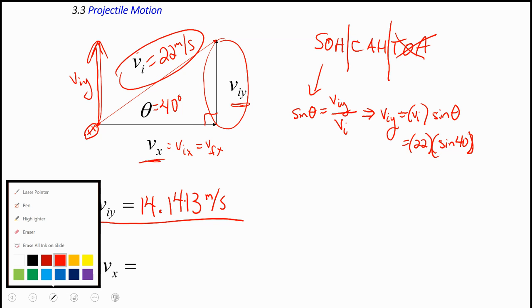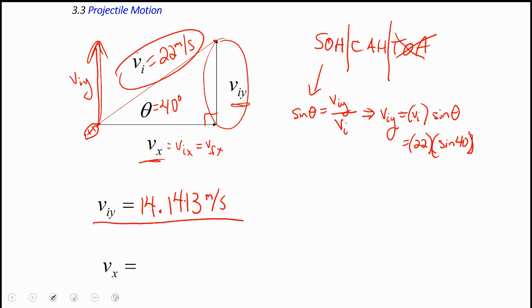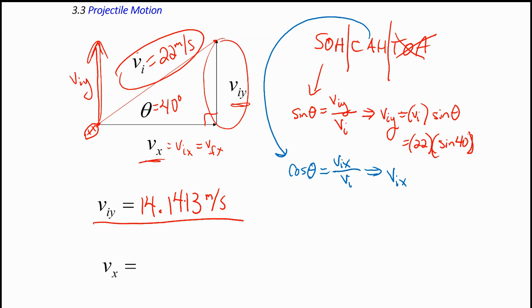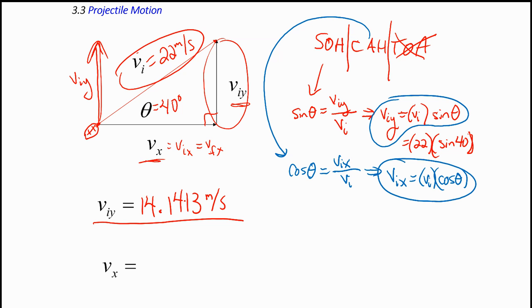So let's move into x instead. For this one I'm going to use cosine. The cosine of my angle should equal VIX over VI. That rearranges to give me VIX equal to VI times the cosine of my angle. These are actually a couple of good equations to have. These are ways of finding your initial velocity components in terms of the sine and cosine, in terms of the angles and the diagonal, breaking them up into horizontal and vertical.